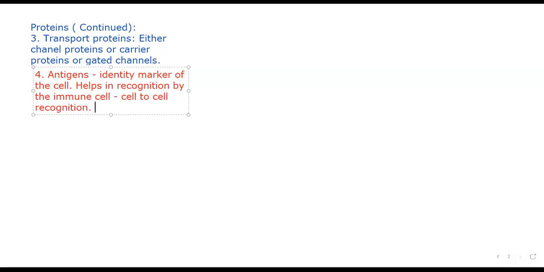And this cell-to-cell recognition is very important. Why is it so important? Because if the immune system is going to be able to differentiate between our cells and the harmful cells, it's going to be able to defend us, right? It's only going to be able to defend us if it can recognize between our cells and the cells from the outside. And that is where a problem can occur.